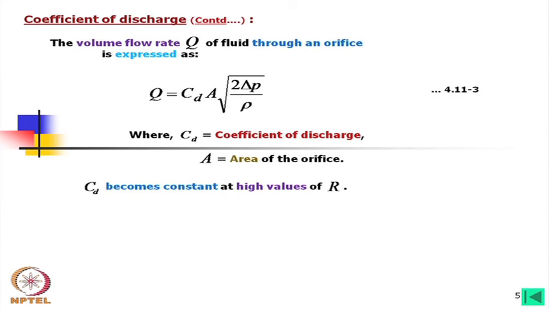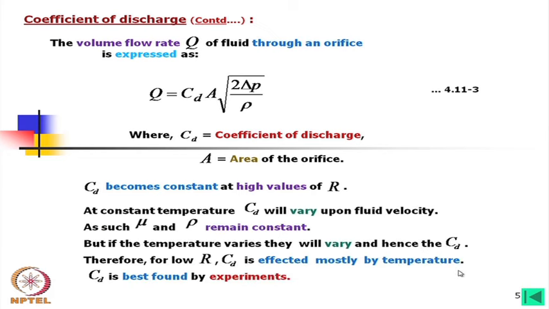So, we should try to keep the values constant as much as possible; they should not vary. If we can keep the Cd constant, then this will definitely be helpful. But let us see how to estimate this Cd. At constant temperature, Cd, that is the coefficient of discharge, will vary with fluid velocity. Okay.